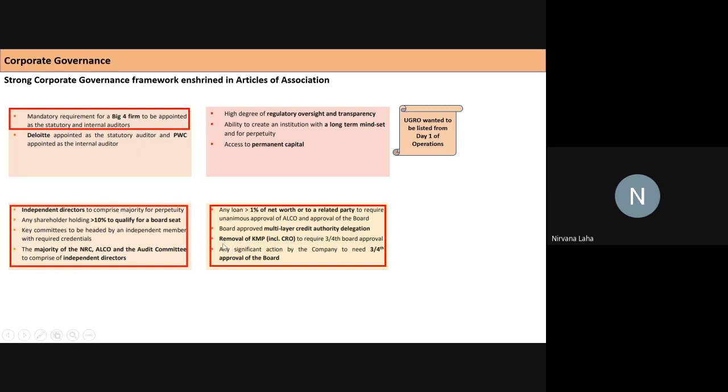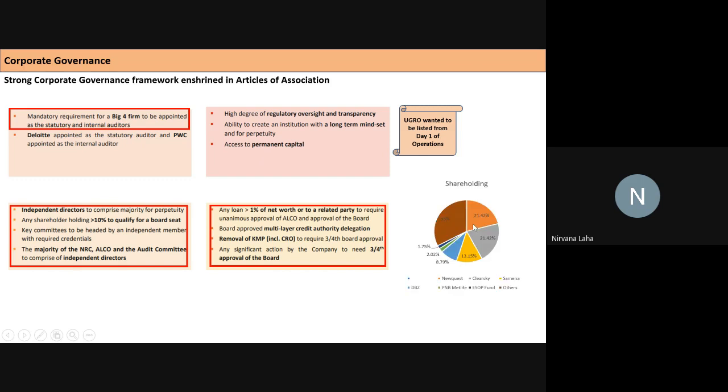Look at the third point, removal of any KMP. Yeah. KMP means either CFO or CRO or anybody will require 75% board approval. What is he doing by putting this in the Articles of Association? He is reducing his own powers. So Sachindranath, although he's the lifeblood of the organization, on a whim, he cannot fire a CFO or CRO. Suppose they are refusing to do something that he wants them to do, which may not be ethical, he cannot fire them. He needs 75% board approval to go ahead with that. Yeah. Any significant action by the company will require 75% board approval.